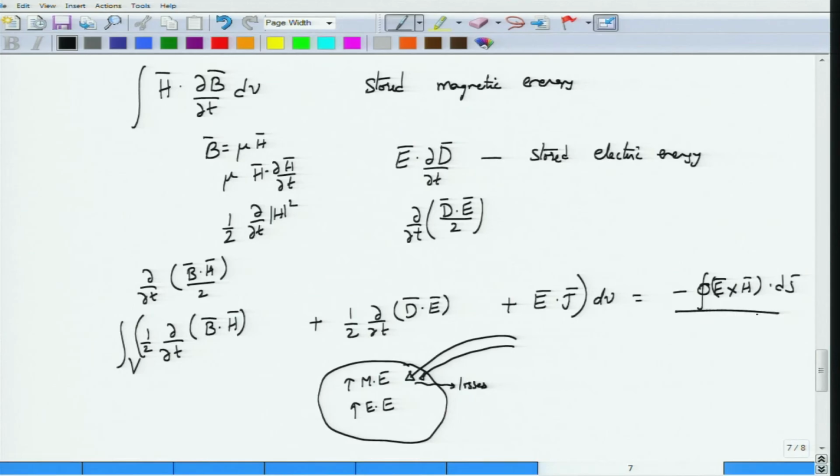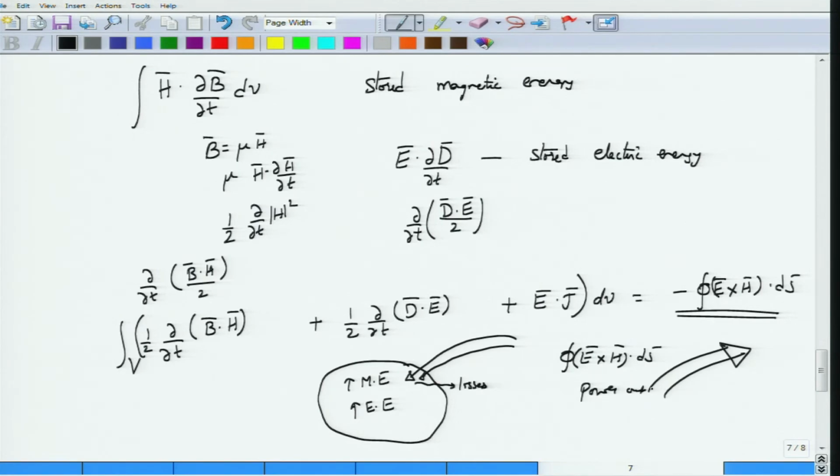And that is precisely this particular quantity, right. Therefore this term of minus integral of E cross H dot ds must be the amount of power that is being given to the region, or integral of E cross H dot ds must tell us the power that is going out, right. So if you have minus integral of E cross H dot ds as the power that is coming in, therefore integral of E cross H dot ds must be the power that is going out.